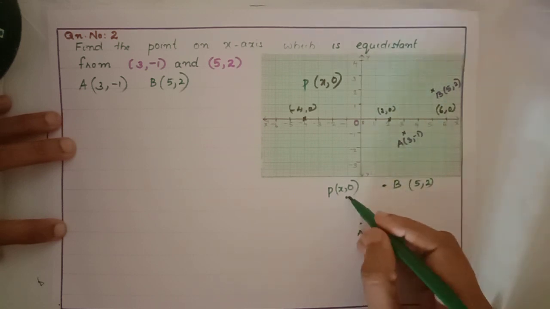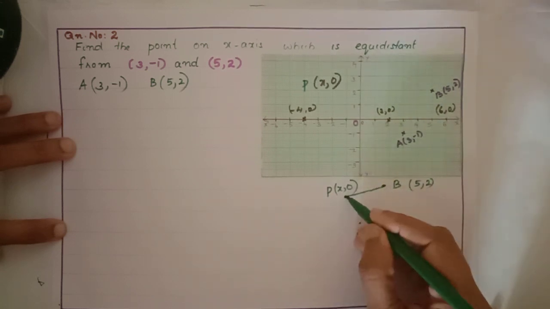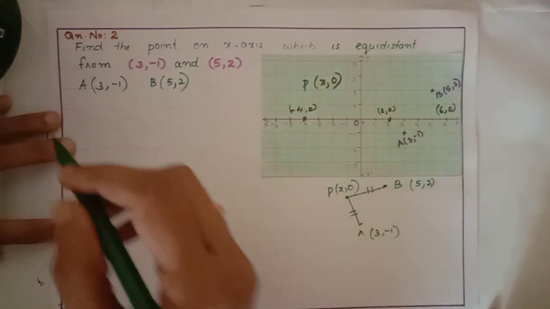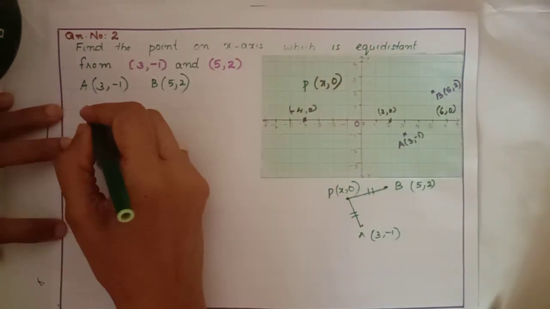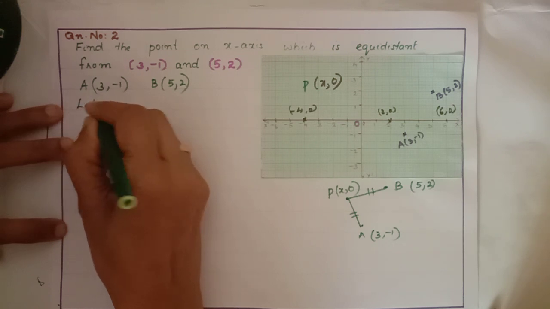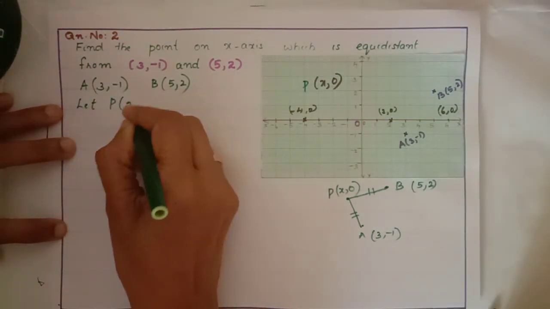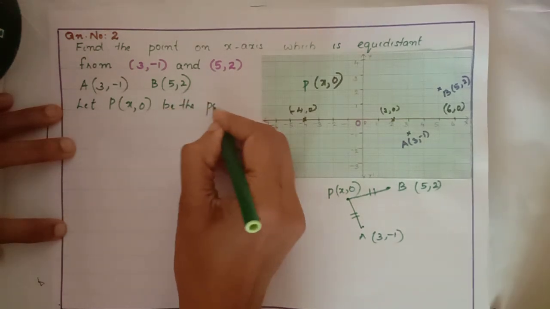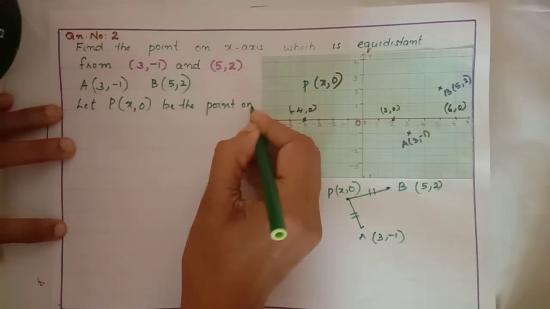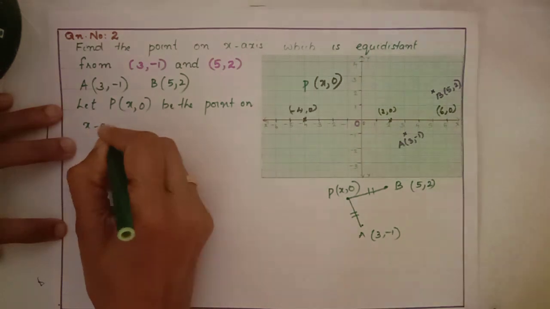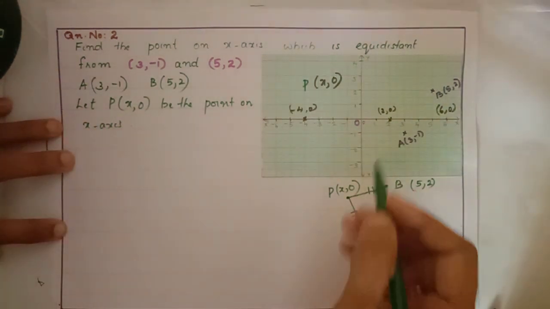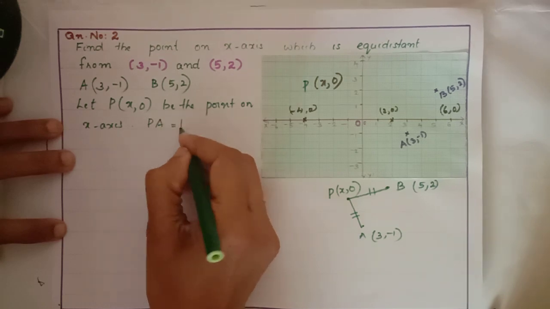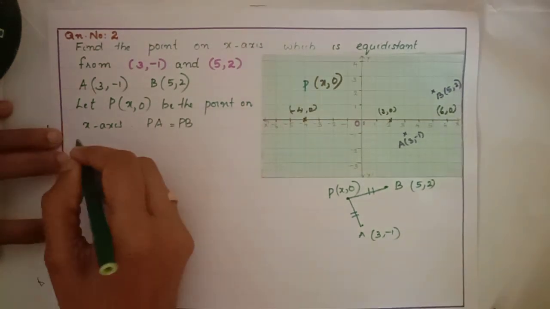They are at equal distance. So what we can say? PA equal to PB. Same way. Okay. So let P(x, 0) be the point on the x-axis. Okay, children. Now we can say PA equal to PB. PA equal to PB. Okay.